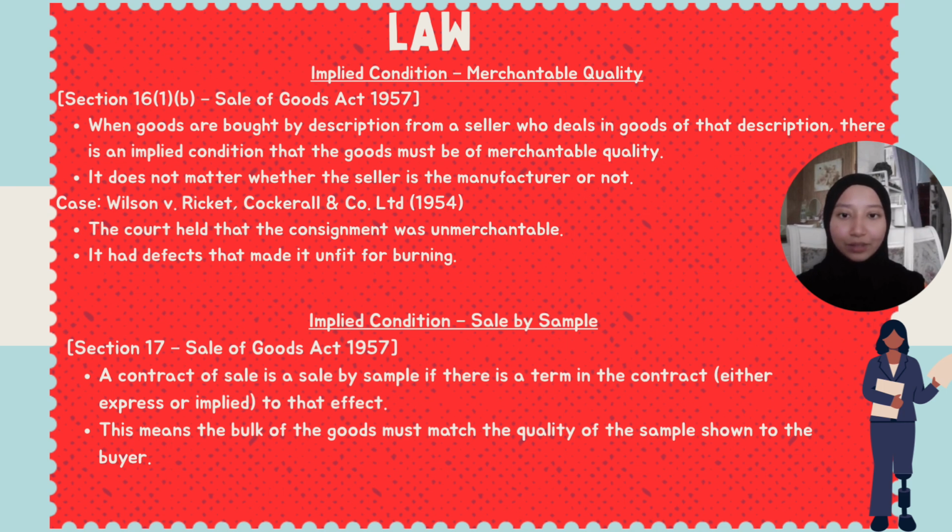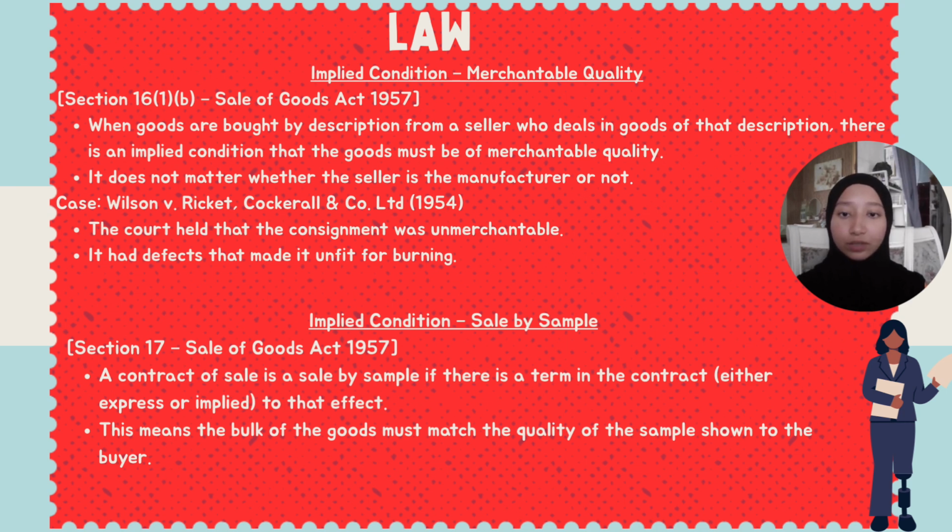Next, implied condition of merchantable quality. Still under Section 16, subsection 1b provides that where goods are bought by description from a seller who deals in goods of that description, there is an implied condition that the goods shall be of merchantable quality. This applies whether or not the seller is the manufacturer or producer of the goods.